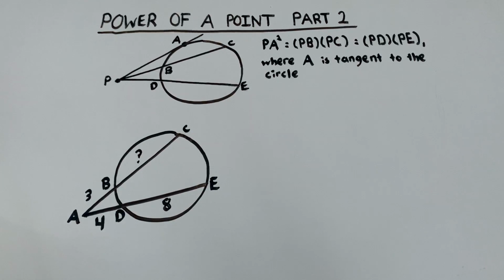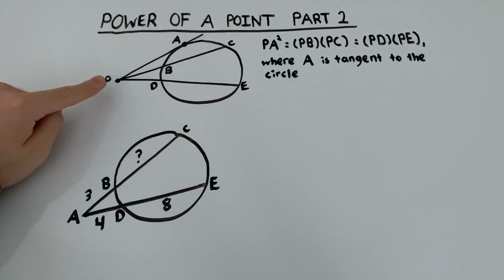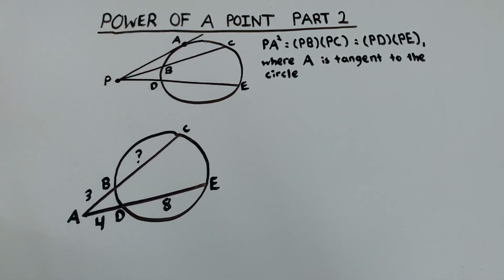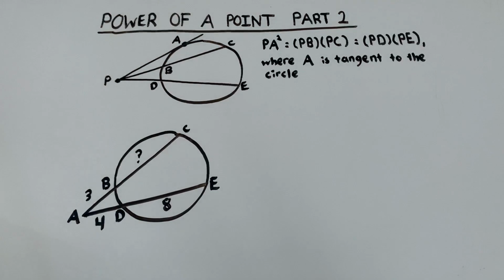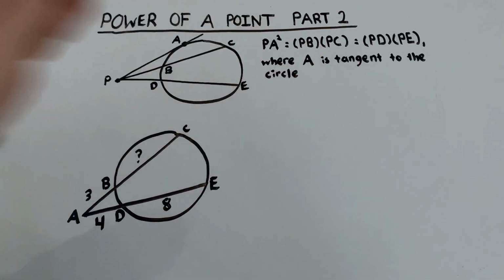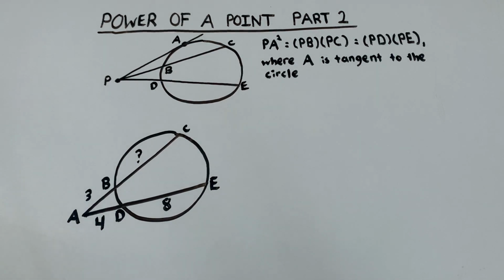And when we say A is tangent to the circle, what we're really saying is that the line PA only hits the circle at one point, at point A. So this one should be used whenever we have line segments and points outside of a circle. Now before we go on to our first problem, I just want to say something really important.